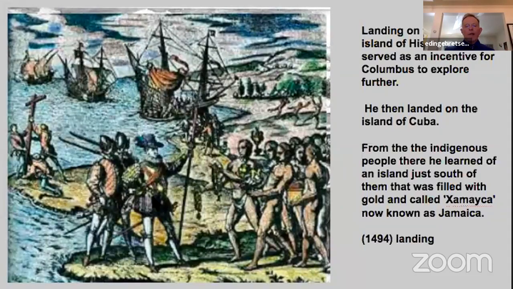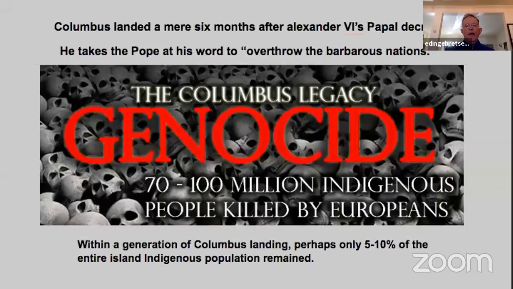So here you have the indigenous meeting the armed conquistadors, and you see them bringing their gifts. This is that from the narrative of First Encounter. So Columbus lands 6 months after Alexander's papal decree. He takes the Pope at his word to overthrow the barbarous nations.